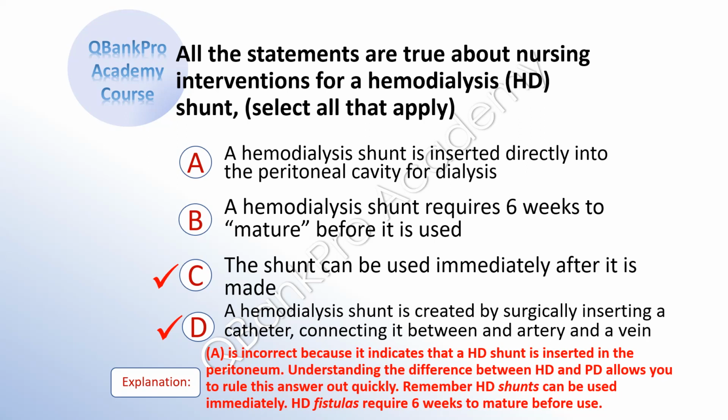Explanation. A is incorrect because it indicates that a hemodialysis shunt is inserted in the peritoneum. Understanding the difference between hemodialysis and peritoneal dialysis allows you to rule this answer out quickly. Remember, hemodialysis shunts can be used immediately. Hemodialysis fistulas require 6 weeks to mature before use.